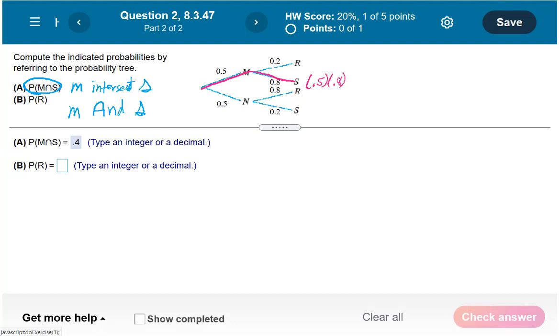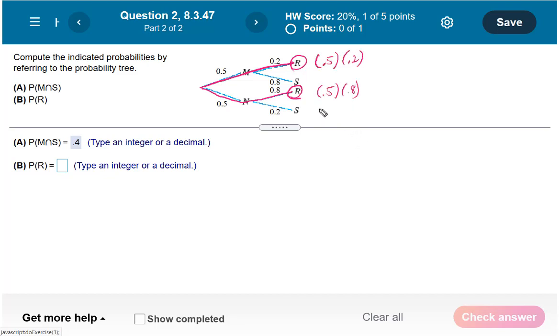On the B part, we're asked for the probability of R. We will, on our tree diagram, locate all the branches that have an R. The very top branch has an R, and the third branch has an R. We'll multiply along the branches, and since there are more than one branch, we will add those numbers together.